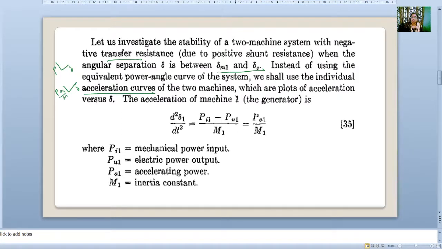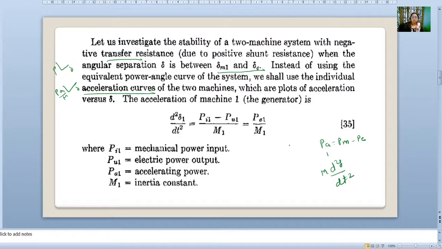The acceleration of machine one. How to find out acceleration? We know how to find out acceleration. Pa is equal to Pm minus Pe. Okay, this is our acceleration. Pa is M d2 del by dt square. This is from the swing equation.